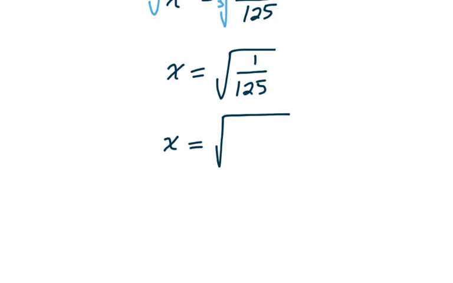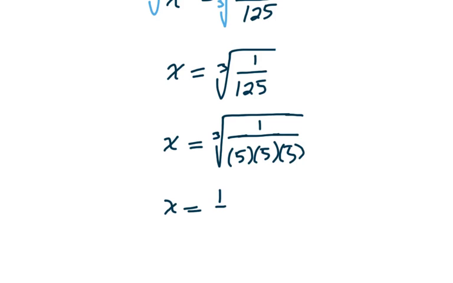So the cube root of 125 is, we need to think about how can I make 125 by multiplying something times itself, times itself, times itself again. So if I take 5 times 5 times 5, that will give me 125. So now, when I think about taking the cube root, the cube root of 1 is 1, and the cube root of 125 is 5.